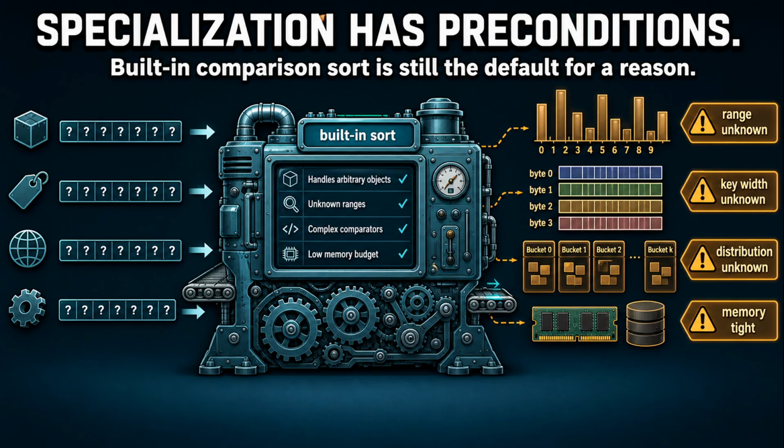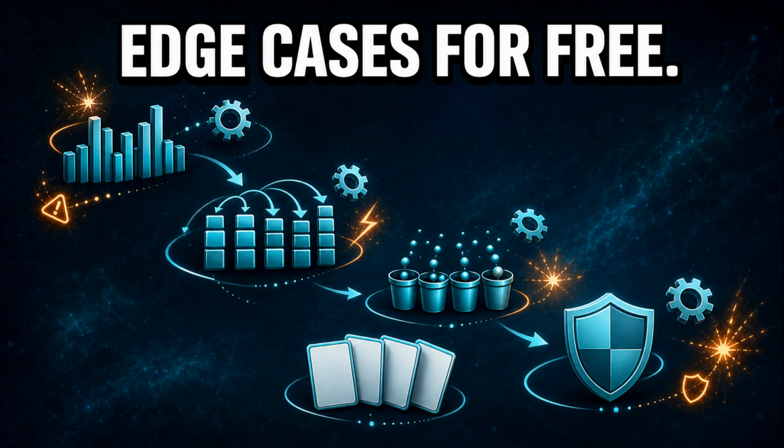After counting the catches, the built-in comparison sort still wins constantly. It handles arbitrary objects. It does not need a known range. It does not need fixed-width keys. It does not need a friendly distribution. Right. And the code reviewer is right to ask, why are we replacing the built-in sort with a custom thing? It usually has excellent engineering behind it already. Tim sort, intro sort, stable library sorts, specialized key extraction. You get years of edge cases for free.